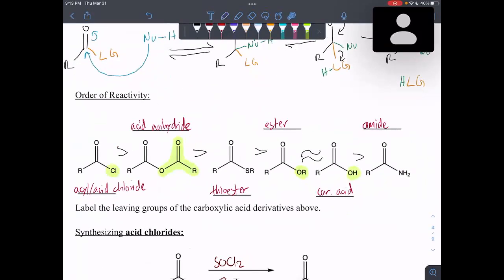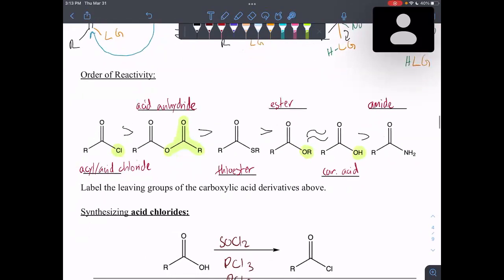So the carboxylic acid is more reactive than the amide, but not by much. What would be much easier to synthesize would be going from carboxylic acid to acid chloride. And then an acid chloride reacts very quickly. So you could go from that very easily all the way back to an amide. But since carboxylic acid is more reactive than an amide, you could go directly.